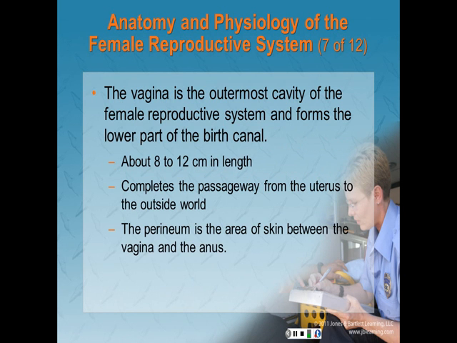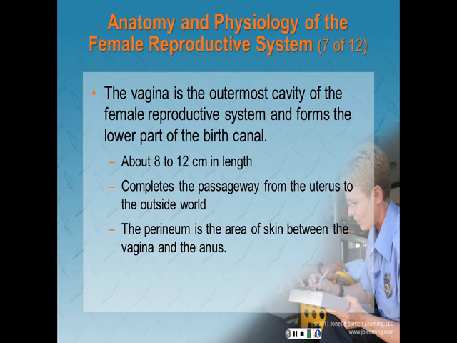The vagina is the outermost cavity of the female reproductive system and forms the lower part of the birth canal. It is about 8 to 12 centimeters in length, and it begins at the cervix and ends at the external opening of the body. The vagina completes the passageway from the uterus to the outside world for the infant to travel.